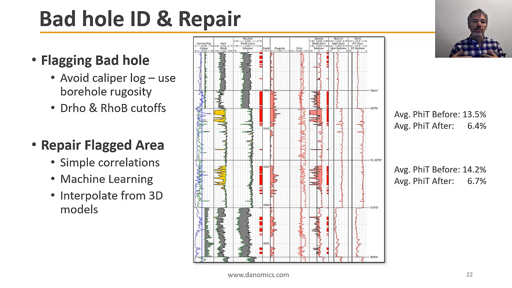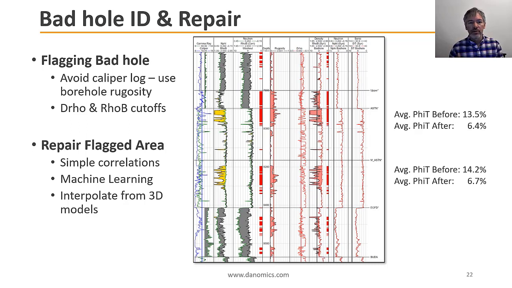So I often like to use some type of derivative of the caliper log, like a borehole rugosity. I also like to use density correction and actual cutoffs on the density curves. And then for repairing these, there's a number of ways you can go about it. You could just null out the data, for example, and that certainly ensures that it won't get used, but it also means that you're losing some information.